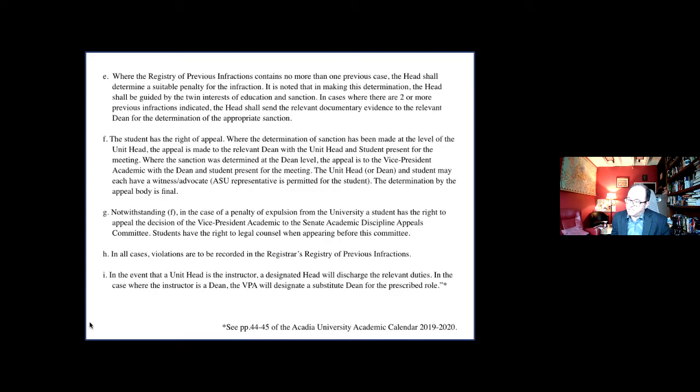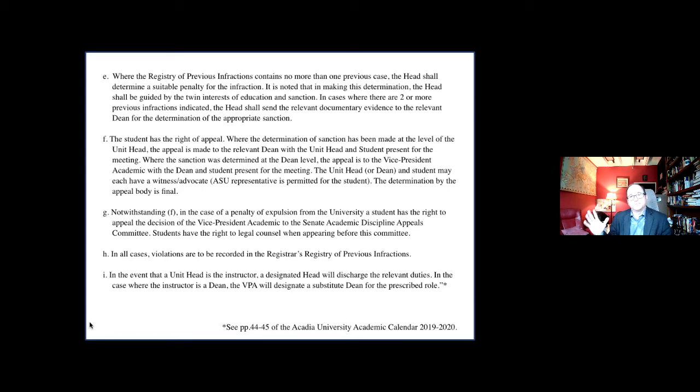Now you might say, well, even in a scenario like that, do I have the right of an appeal? Or is the initial judgment made by the relevant university officer sufficient? Yes, you do have a right of appeal. And again, you'll find that in the document under F, the student has a right of appeal. Where the determination of sanction has been made at the level of the unit head, the appeal goes to the dean.